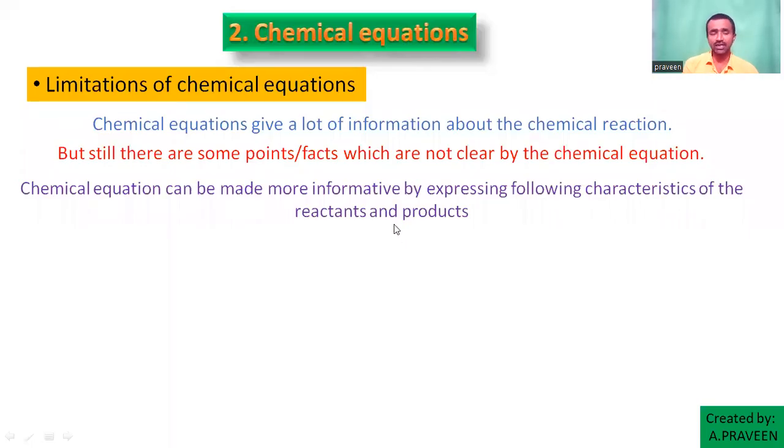Topics we will discuss: the limitations of chemical equations, and the information we can add to them. First, the symbols representing the physical state of the reactants as well as the products.